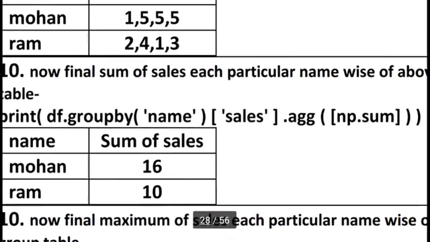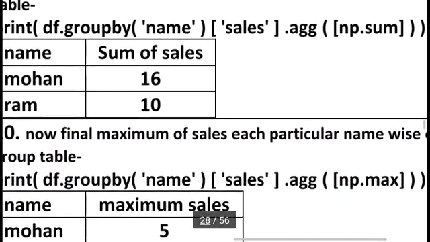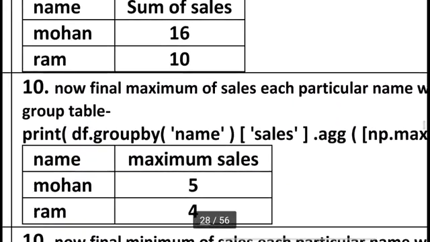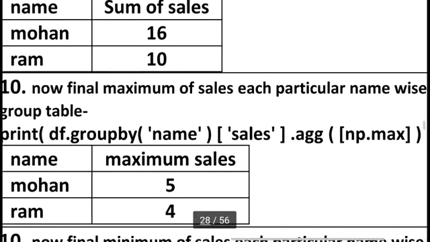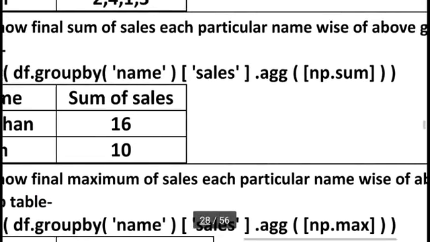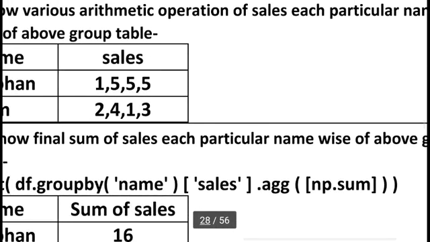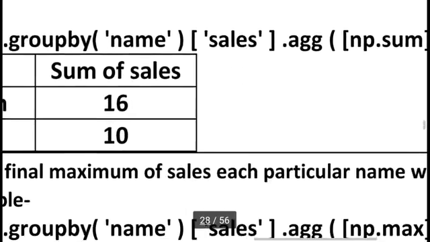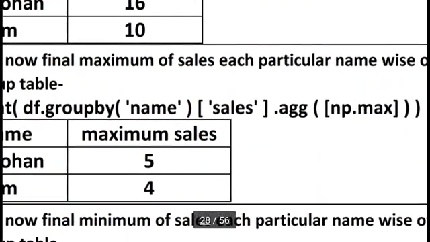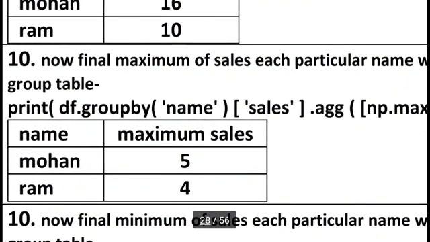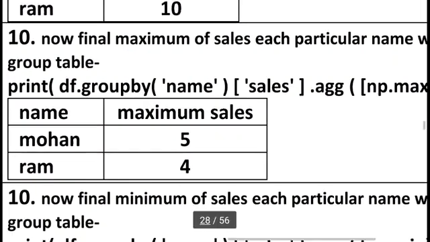So copy this command directly and paste below as it is, df.groupby name cells .agg. But last time I used np.sum, here I am using np.max simply. So you can see 1, 5, 5, the maximum value is 5, and 2, 4, 1, 3, the maximum value is 4. So you can see Mohan maximum sales 5, Ram maximum sales 4.